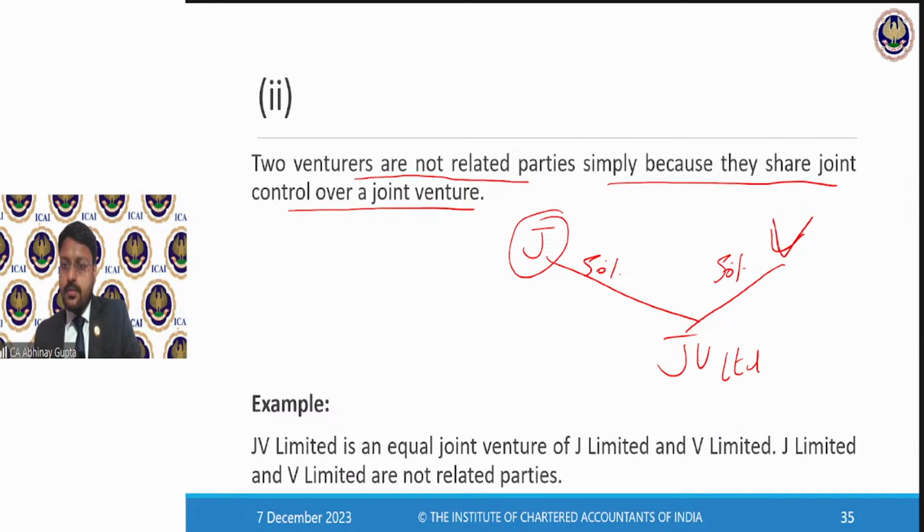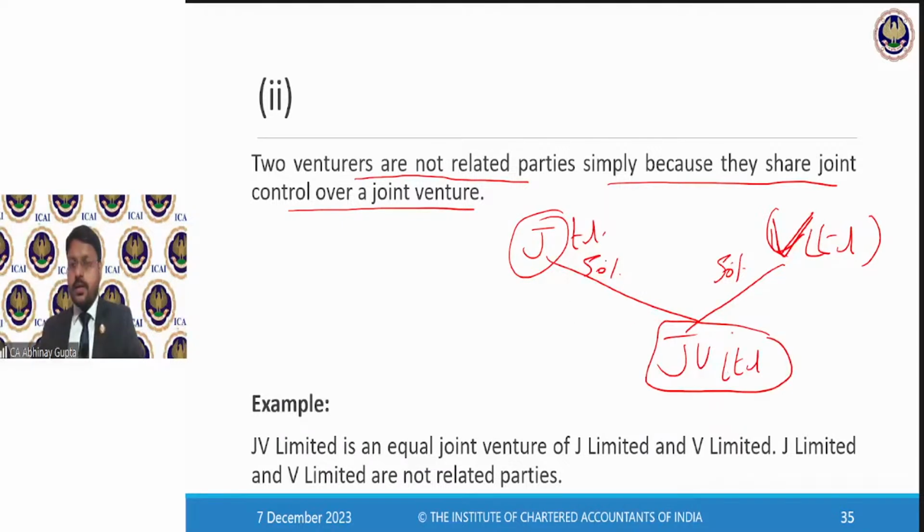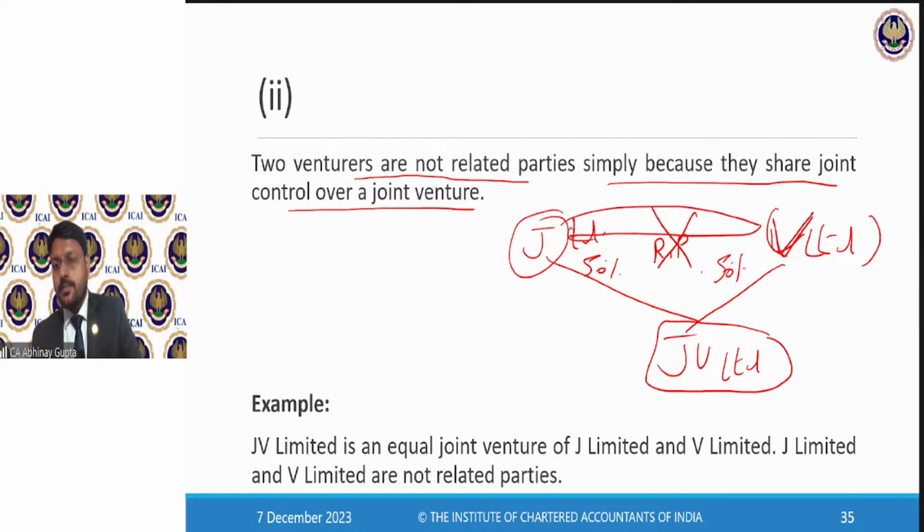So each of them is an owner of this joint venture, right? Now, because they have a common JV formed, it does not entitle them to be related parties to each other. So this will not be treated as related parties with each other, right? Clear?